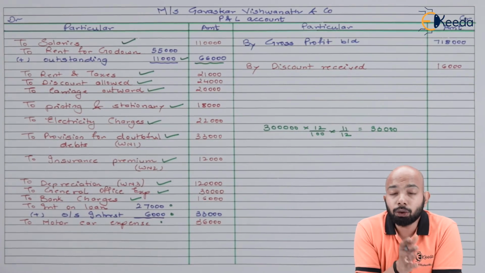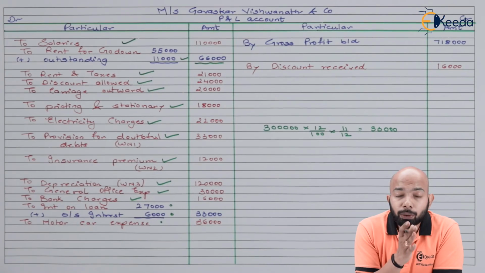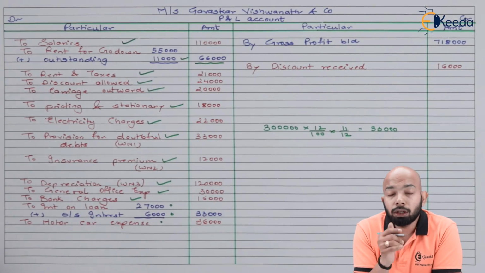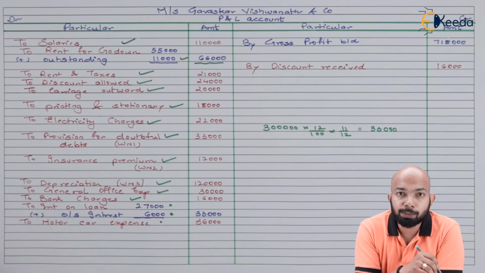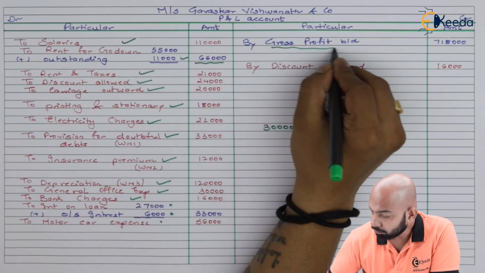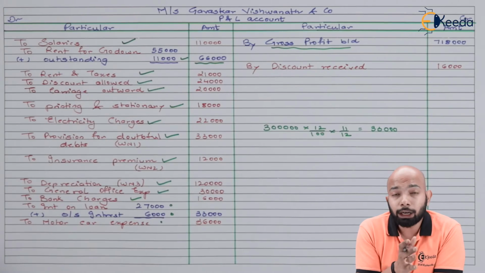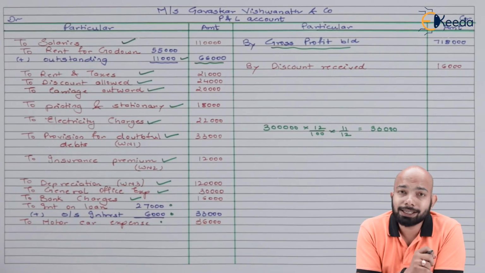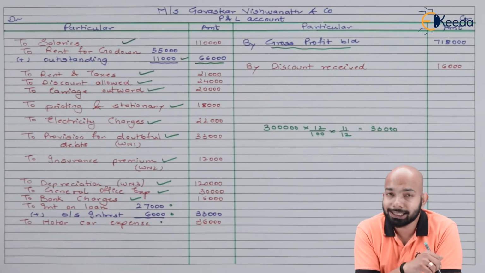Now that we have mentioned all the items on the debit side, we're supposed to go ahead and mention the items on the credit side. The first thing that we've already mentioned is the gross profit. Again, on the credit side, we just have one item, that is discount received. Hence, we have mentioned that same thing as well.